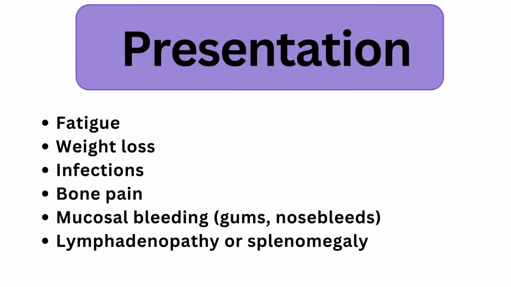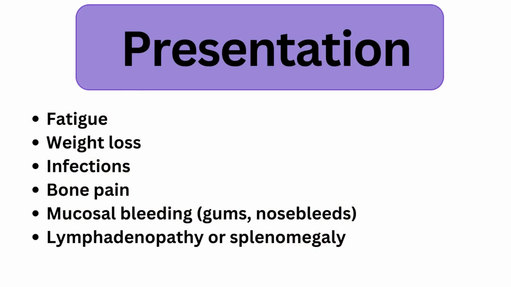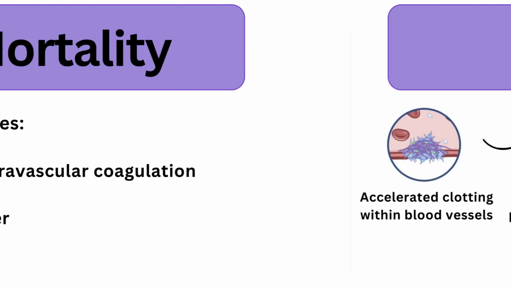The presentation of acute leukemia can vary, but common symptoms include persistent fatigue, unexplained weight loss, frequent infections, and easy bruising or bleeding. Patients may also have bone pain and enlarged lymph nodes. Unfortunately, acute leukemia can lead to early mortality from several complications. Let's explore some of these causes.